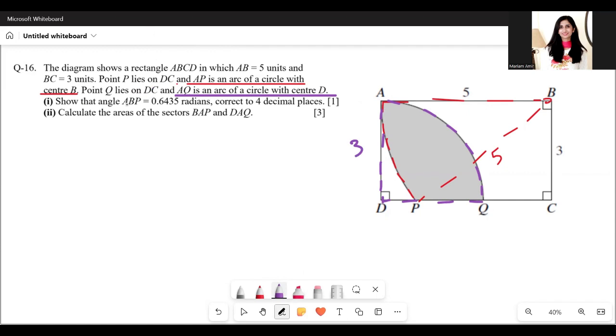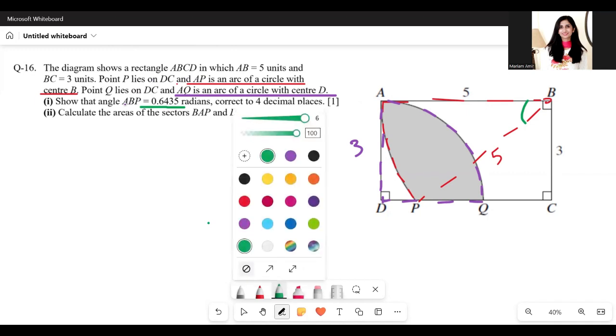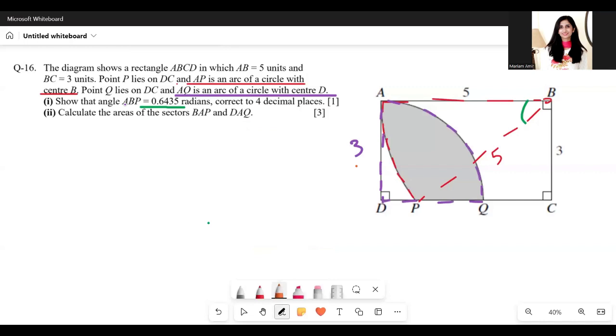We have to show that angle ABP, where is this angle right here? So we have to show that this comes out to be 0.6435 radians after rounding it off to 4 dp. Okay, that looks pretty straightforward. Now we can find this angle using SOHCAHTOA and then subtract it from pi by 2, which is 90 degrees in radians. Okay, so let's start.